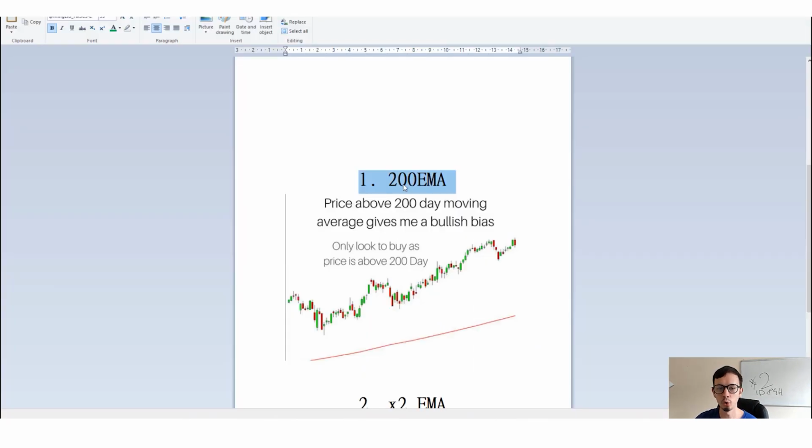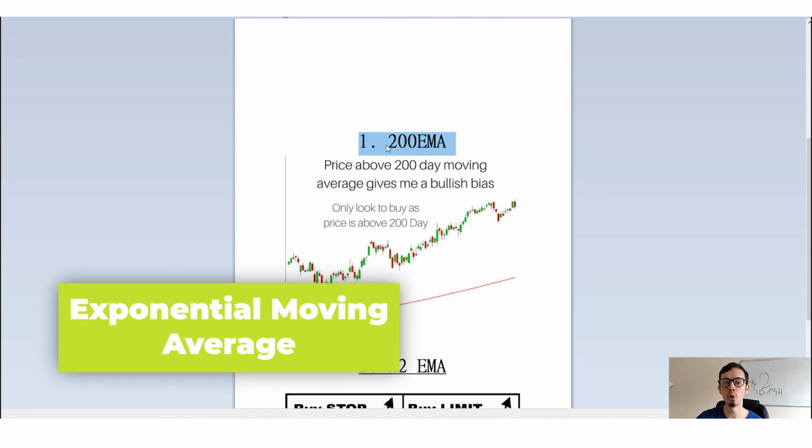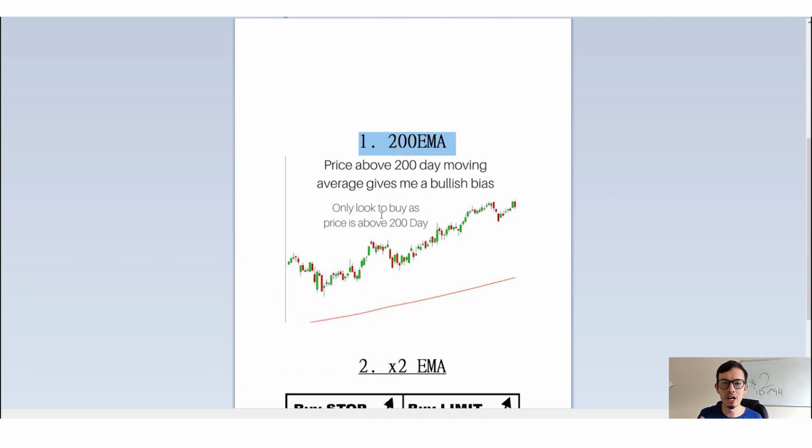So, 200 EMA. What the hell is 200 EMA? Guys, it's a really great exponential moving average line. EMA stands for exponential moving average, and 200 is the length period for that line. It's just one single line, but that one single line is going to tell us if the markets are going up or if the markets are going down.